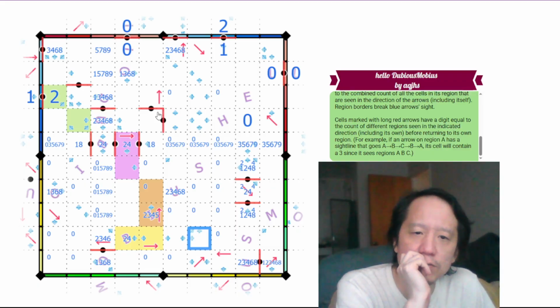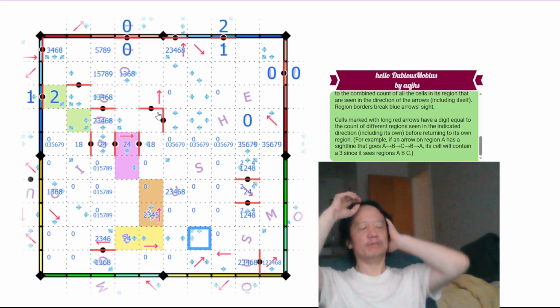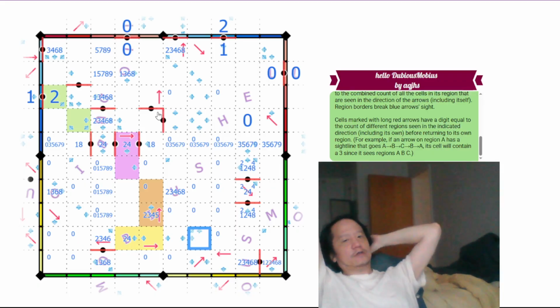So none of the red arrows can have a 1. That's interesting. Does that tell us anything? Not particularly. There's not that many red arrows. There's a lot of combined blue and red arrows. Actually, there's a lot of blue arrows too.